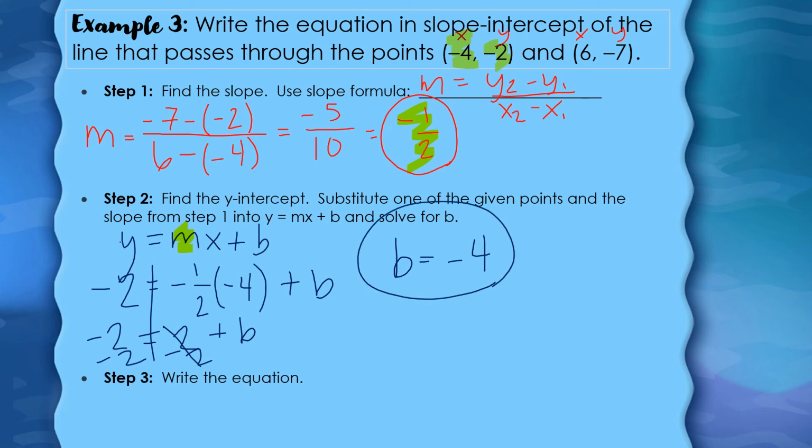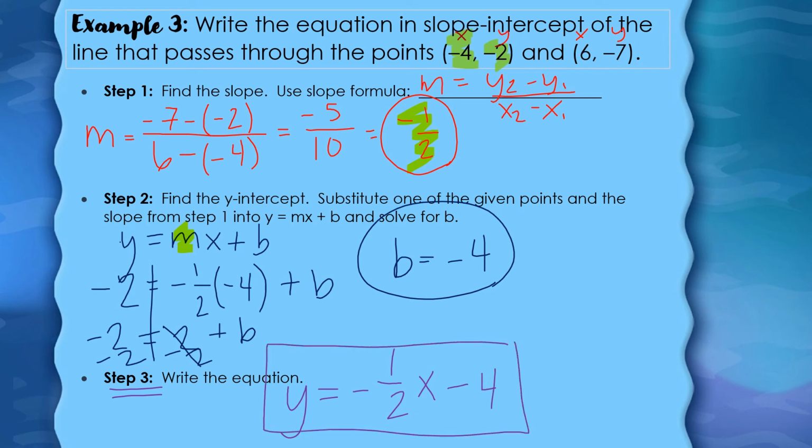So that was the hard work, and now step 3 is just to write the equation. And now I have everything I need for the equation. So my slope is -1/2, x, and then my y-intercept is -4. And that would be my final answer.